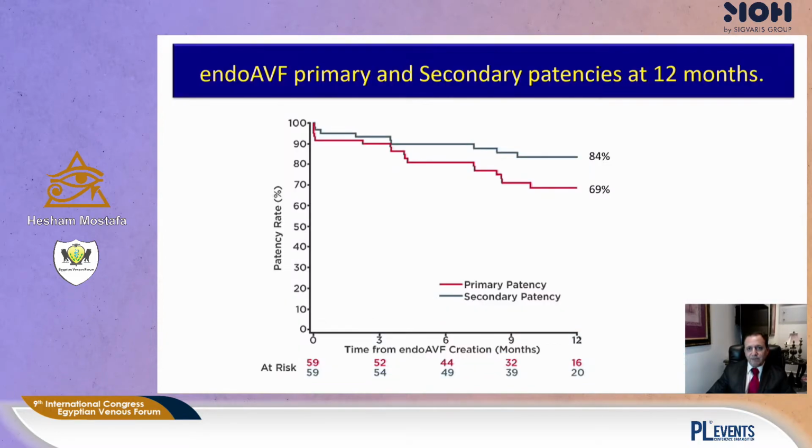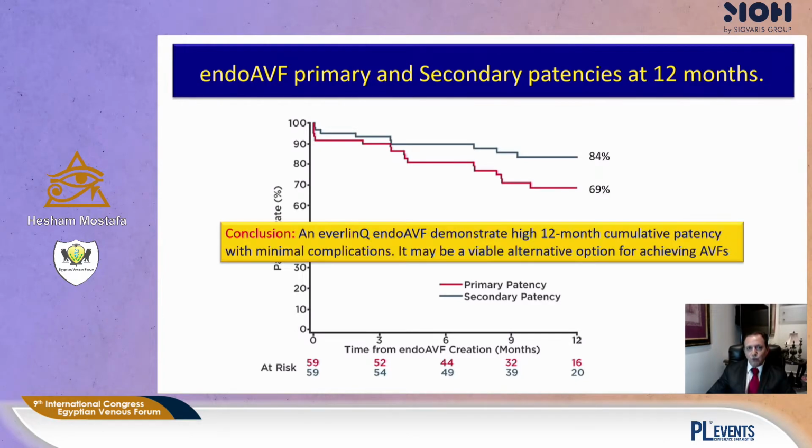If you look at the primary patency at 1 year, it was 69% and secondary patency was 84%. So what they concluded is that the EverlinQ endovascular AV fistula demonstrates high 12-month cumulative patency with minimum complications. It may be a viable alternative option for achieving an AV fistula.